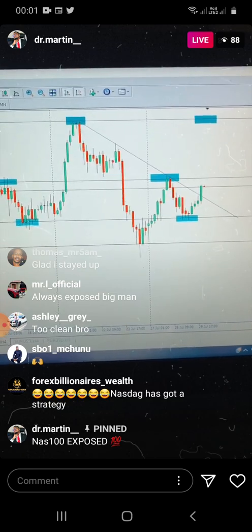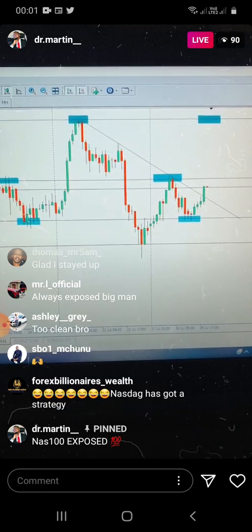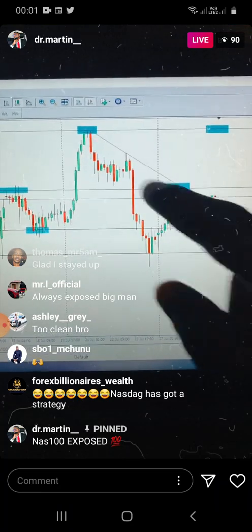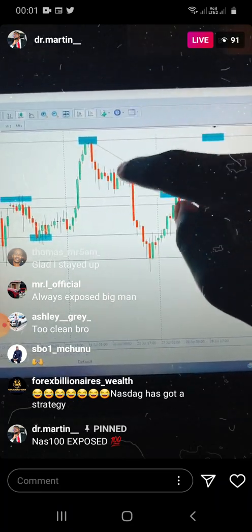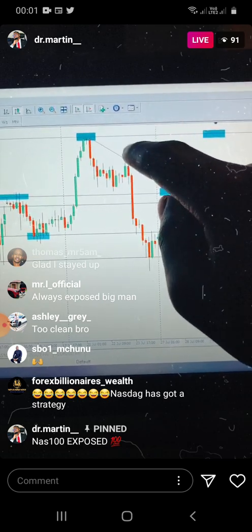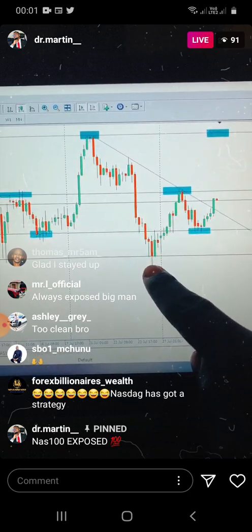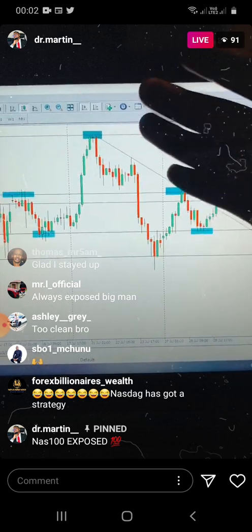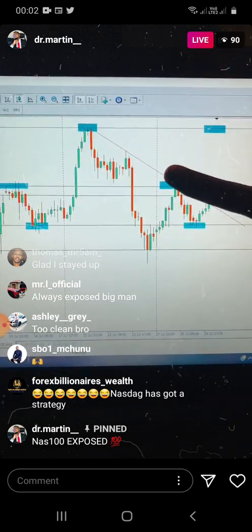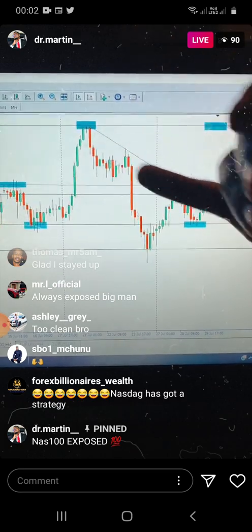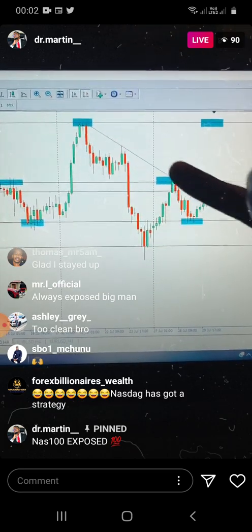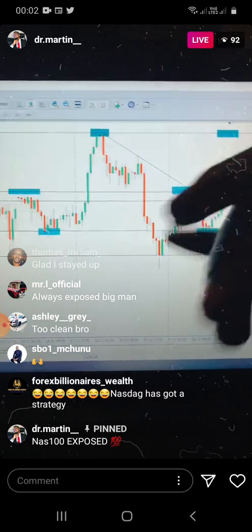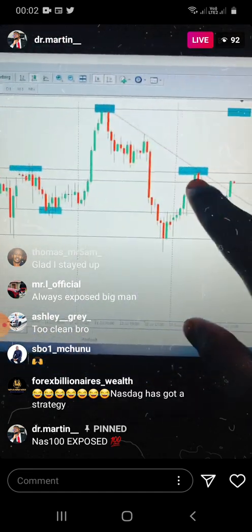So Nasdaq went up here, came back down, went back up, created a second high, and then went back down. From here, went back up, came down. So the reason why the Nasdaq was pushing down was because of this whole thing, right? This is why the Nasdaq was selling yesterday, because of this trend line and because of this resistance, right?